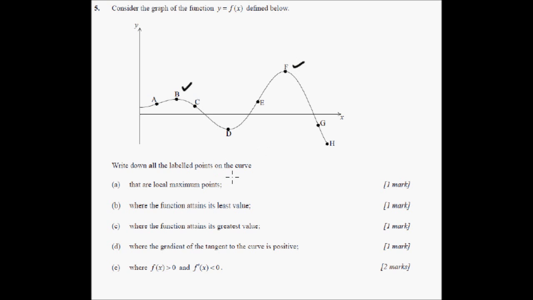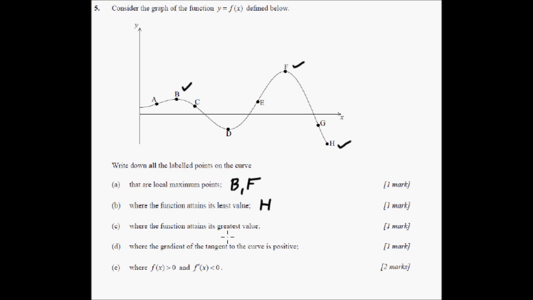Now, the key to local maximums and minimums is that they don't necessarily have to be the highest or lowest point, but they're where the gradient is equal to 0 in both of these points. If this was a calculus problem and you took the derivative, you would find these would be your local maximums right here. Where the function has its least value: some kids might look at this and go, oh, D, the local minimum, is the least value, but that's actually not the case here. It's H right there.